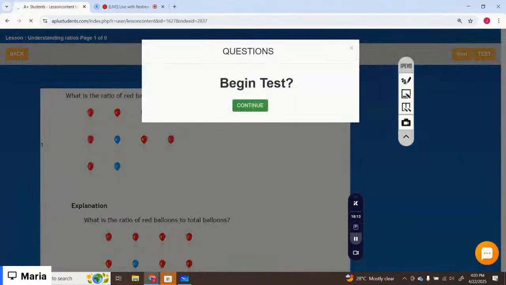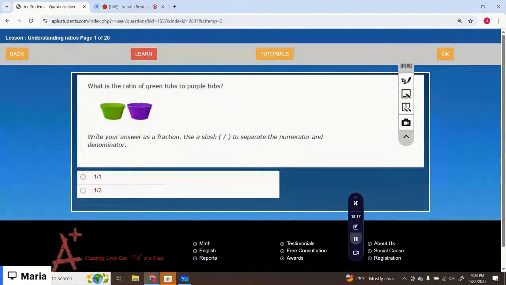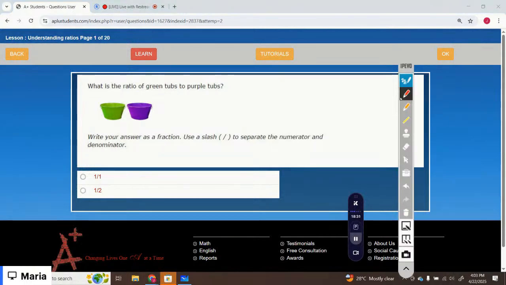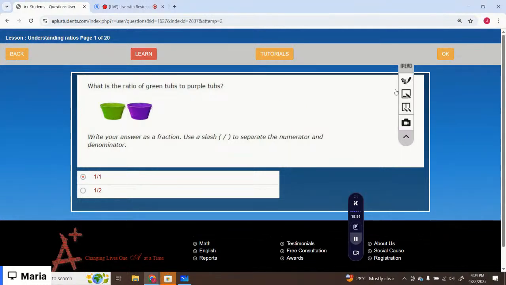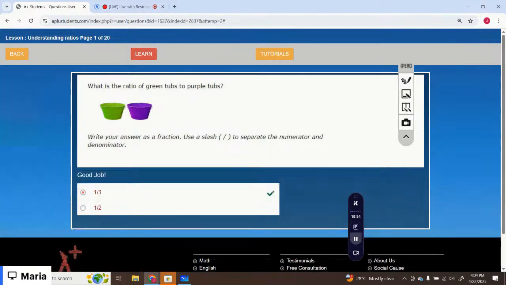Let's just start with the test. What is the ratio of green tubs to purple tubs? Which is the correct option? There is one green tub and one purple tub. So that is 1 out of 1, that is 1 ratio 1. Option number 1 is the correct option.